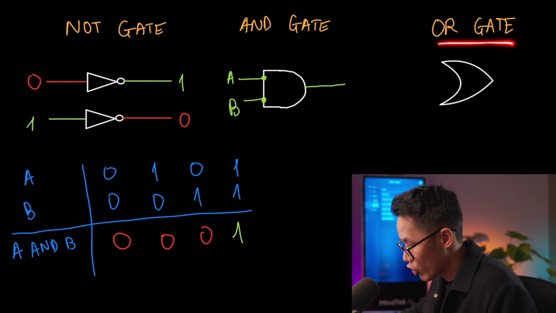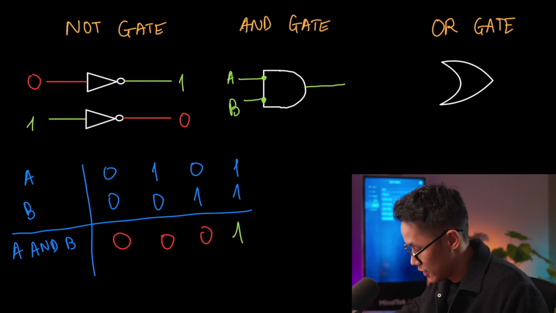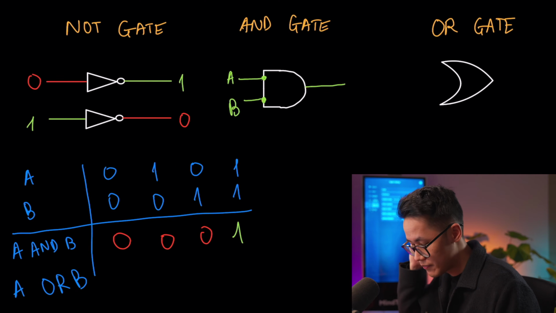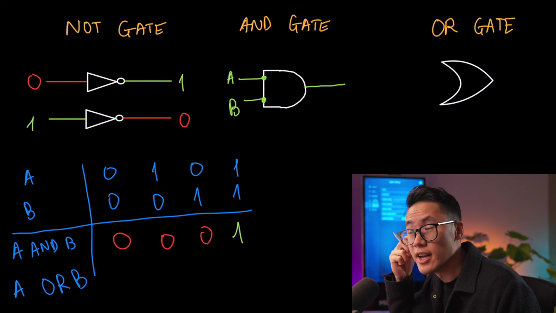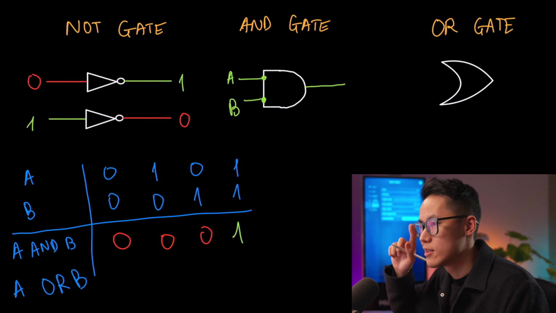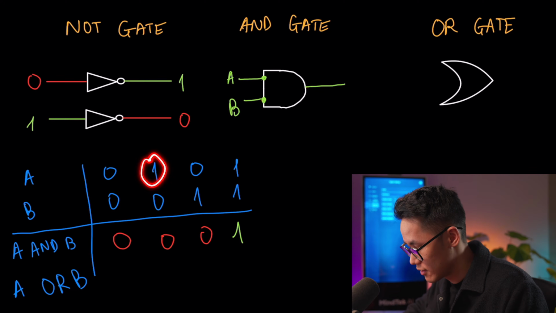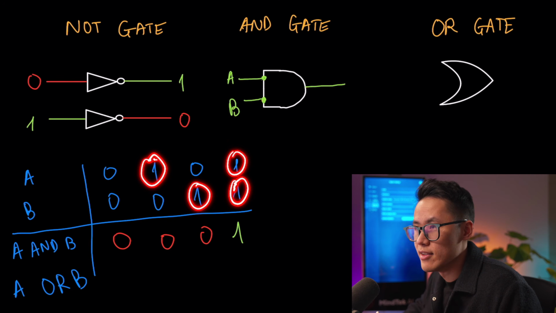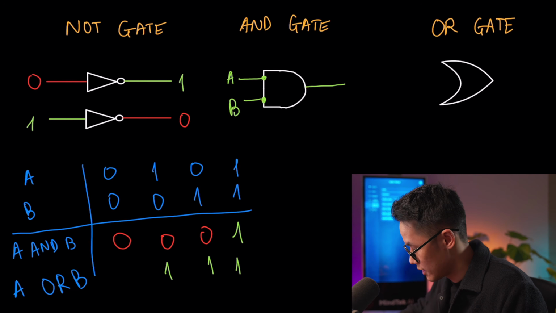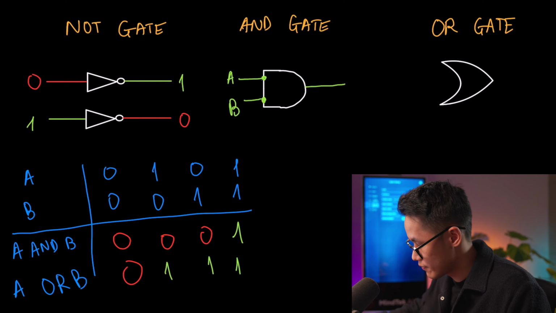Now let's talk about the OR gates. Let's draw the truth table for the OR gates. So this is A or B. Okay, I will just quickly do it. As you know, in an OR logic, if one is true, then the whole thing will be true. So if you can see the 1 in it, then the output will be 1. Otherwise, it will be false.